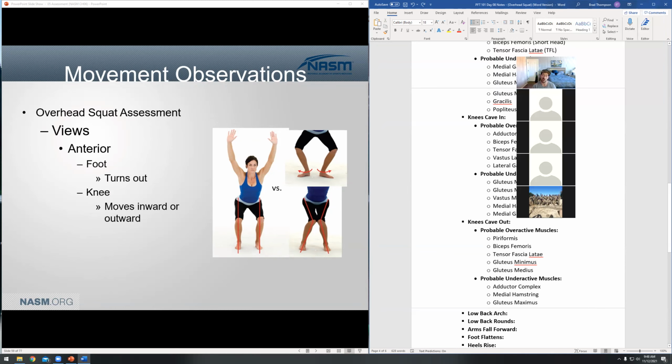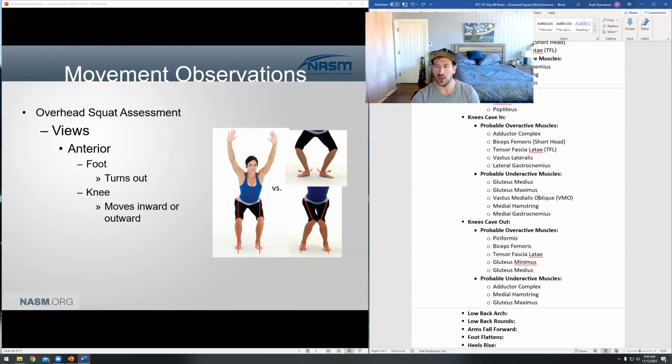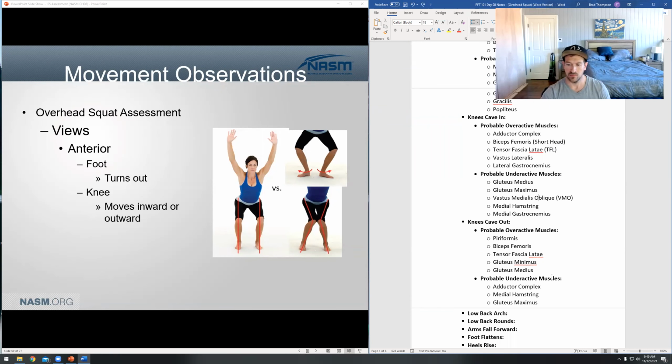Sometimes you'll get what's called synergistic dominance, where a helper muscle will do too much work. With a client whose knees are caving out, that is where the gluteus medius and minimus and the piriformis are all synergistic. They're supposed to work with your gluteus maximus, but they're doing too much work. It's like Robin taking over for Batman, is how I like to think about it. It's where your synergist is inhibiting your agonist because it's doing way too much.